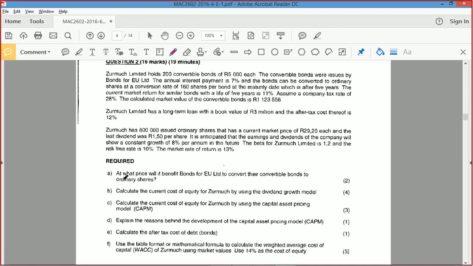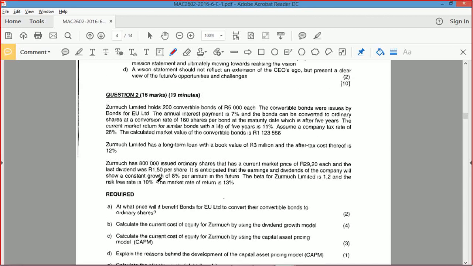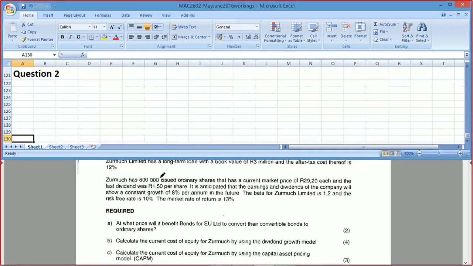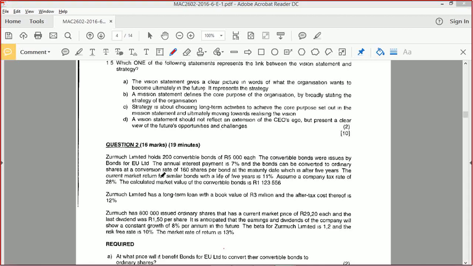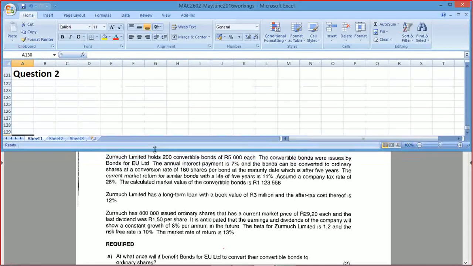Okay, so question 2, you've got 6 questions. A says, at what price will it benefit bonds for EU to convert their convertible bonds to ordinary shares? Okay, that's what they're asking you about. It's 2 marks, so it's going to come out of the information in the question. Okay, so let's shrink that. Question 2A.